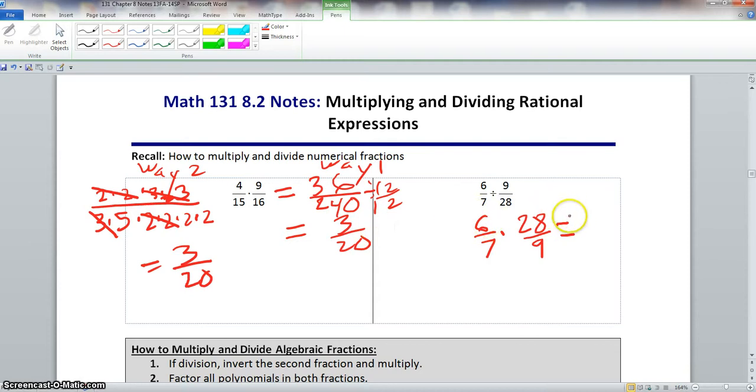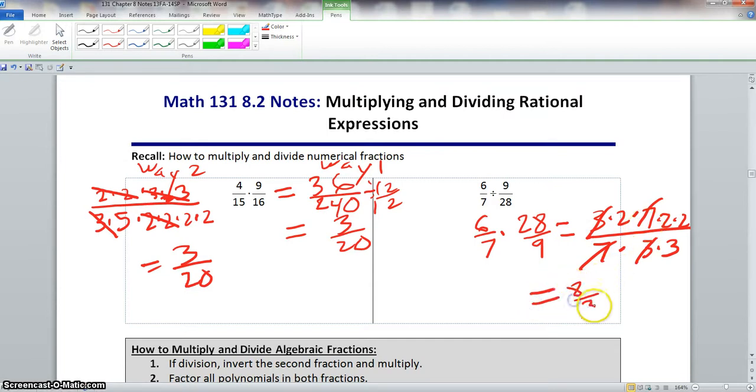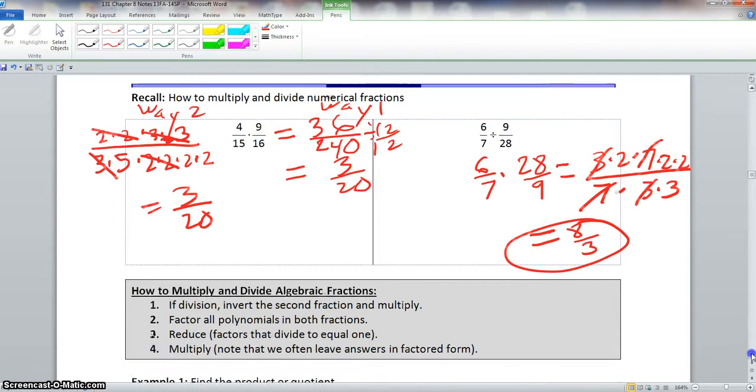6 breaks down to 3 times 2. And 28 breaks down to 7 times 2 times 2. And in our denominator, 7 is prime already, and 9 breaks down to 3 times 3. So they each have a 7 in common and 1 3 in common. And our final answer here would be 8 over 3. And there's nothing more that could go into that number.